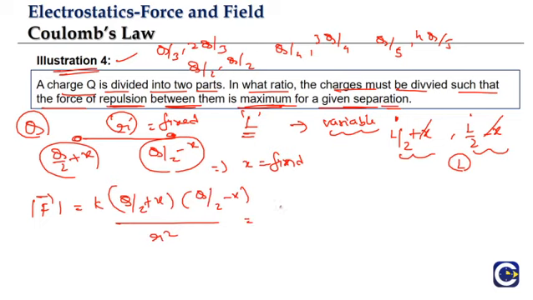So if you just rearrange it, k by r square, if you see this, it is like a plus b into a minus b. A plus b into a minus b will be a square minus b square. So q square by 4 minus x square. Now here we are looking for this term to become maximum. Here k is a constant, r is fixed, because they are saying for a given separation. Q square by 4 is also fixed, because that is not going to change. It is already given to us, q value is given to us. The only thing that can change is this x square.